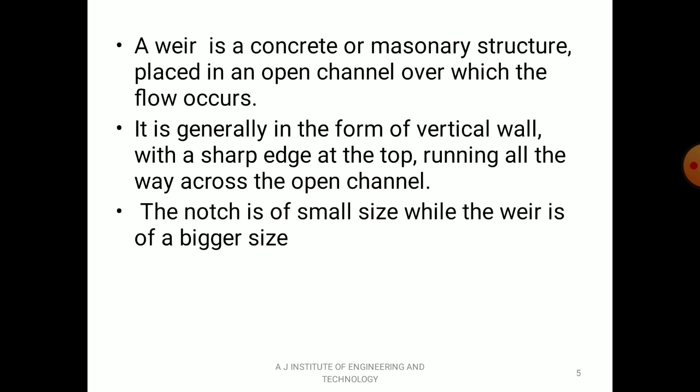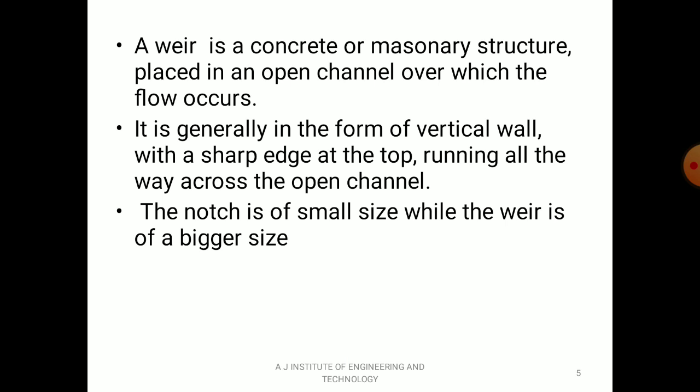Let's define what a weir is. A weir is a concrete or masonry structure placed in an open channel over which flow occurs. You can consider a dam, with water flowing over the dam. This is an example of a weir. It is a concrete or masonry structure, like a dam that we construct using bricks and concrete. In the same way, a weir is a concrete or masonry structure placed in an open channel over which flow occurs. So the liquid is flowing over that structure.